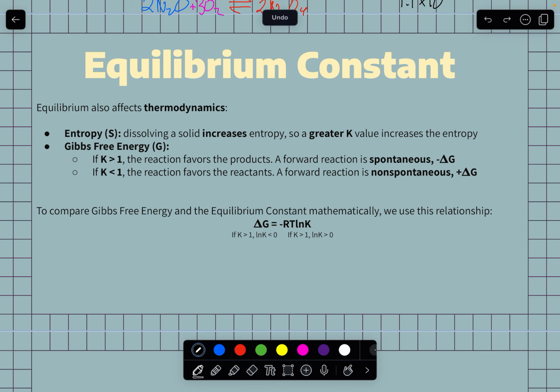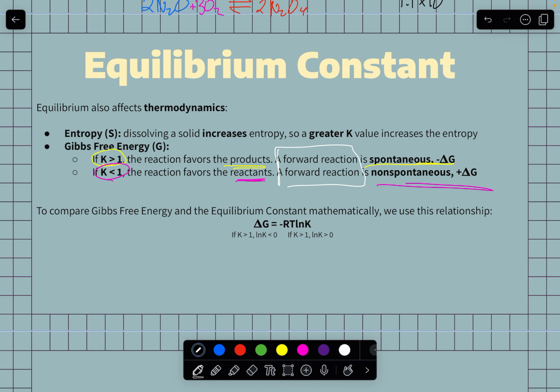With Gibbs free energy, if you have K greater than 1, remember we said that means it's product favored. If it's product favored, it's spontaneous. It'll move to the forward reaction. So we have a negative delta G there. If K is less than 1, it favors the reactants. So the forward reaction is non-spontaneous. Okay. Be careful with that wordage. We're saying the forward reaction for both of these. If we're talking about the reverse reaction, this would be opposite. Okay, but normally we talk about the forward reaction with these.